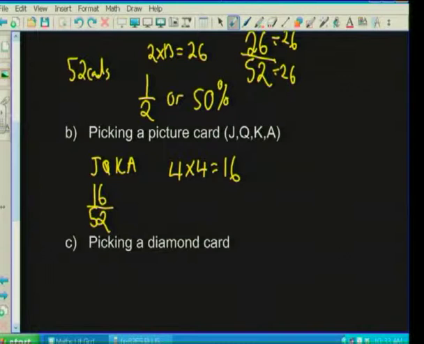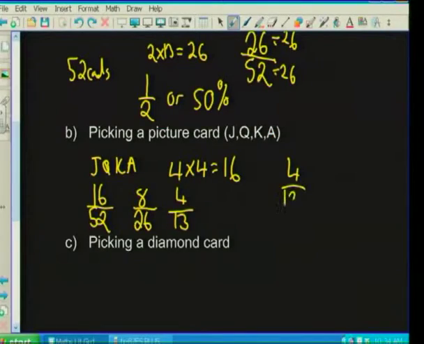Again, you'll probably only get half the marks for the question if you leave it in this form. So let's reduce this fraction. Well, I'm going to start by dividing by 2 because I know that those are both even numbers and 2 will go into them. So 16 divided by 2 is 8 and 52 divided by 2 is 26. I still have even numbers, so I could divide by 2 again and reduce this fraction a little further, and it'll be 4 out of 13. Now 13 is a prime number, so that fraction is as simple as it can be. So expressed as a fraction, the chance of picking a picture card is 4 out of 13.